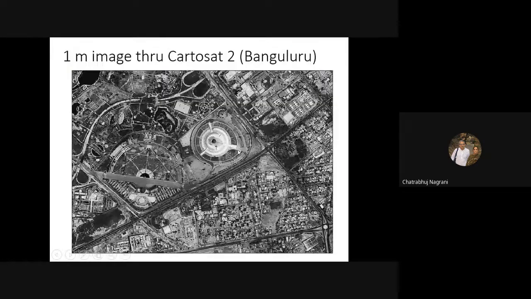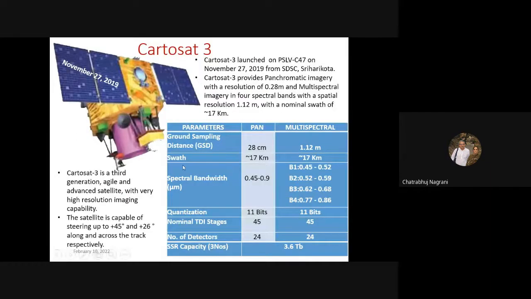These are some of the pictures. You can see the details, Vidhan Saudha and all that. Then Cartosat 3 came, which has a resolution of 28 centimeter, and this was launched on November 27, 2019. Now, this completes our optical satellites. We call them optical satellites because they operate in the optical range. SSO satellite, that is Sun Synchronous Orbit, Sun Synchronous Polar Orbit satellites we are completing here.